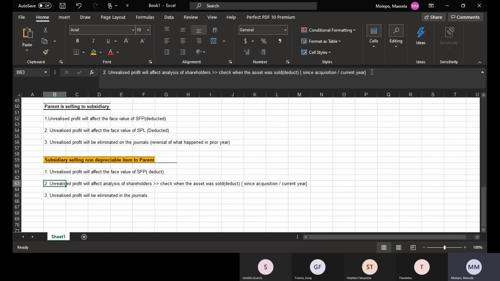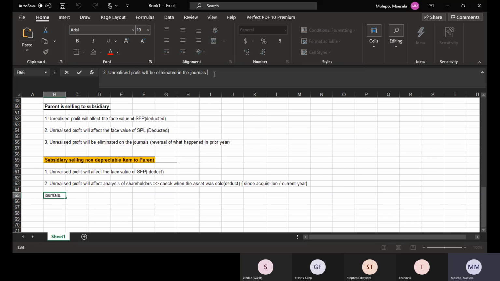So here's the unrealized profit, it's gonna be deducted also, and then the unrealized profit will be eliminated in the form of reversal in the journal. So let's go to our exercise on page 127.